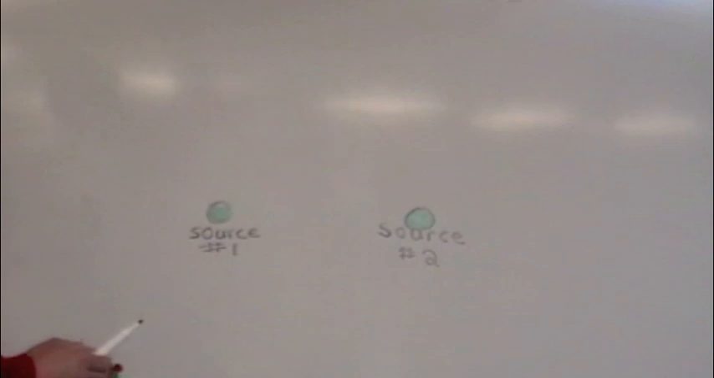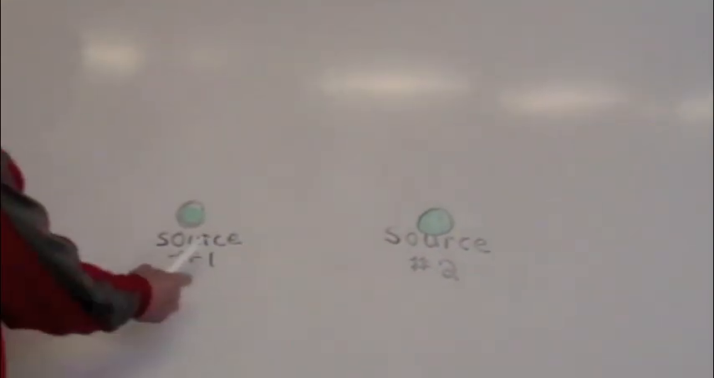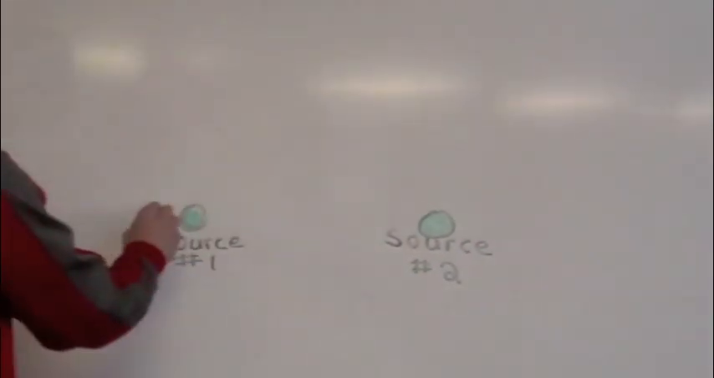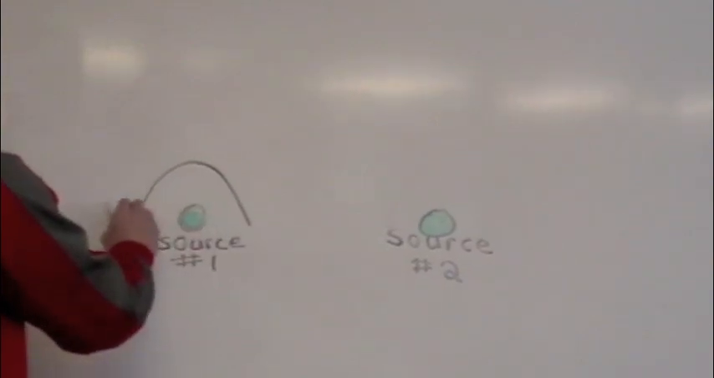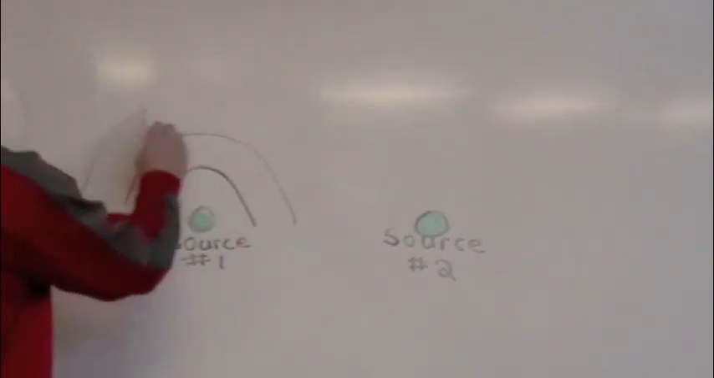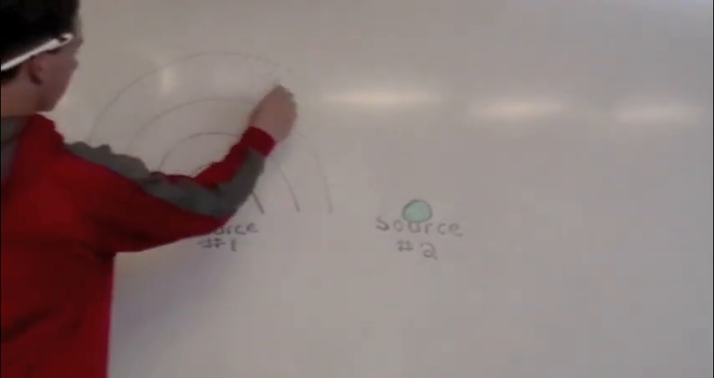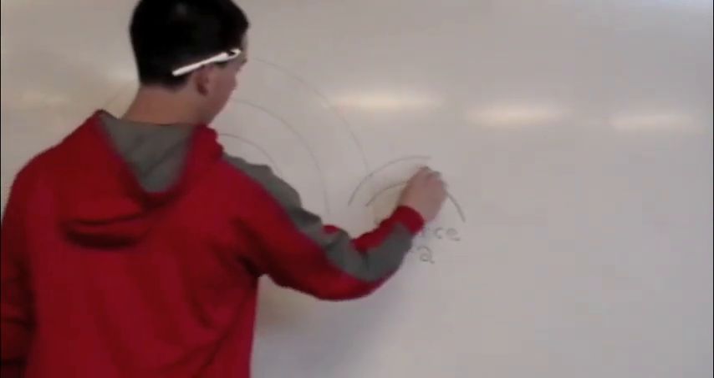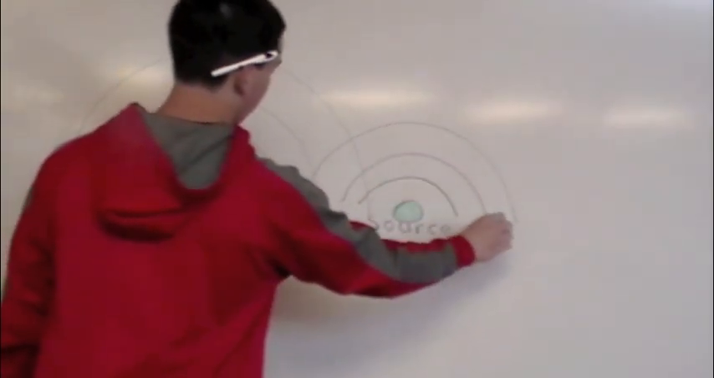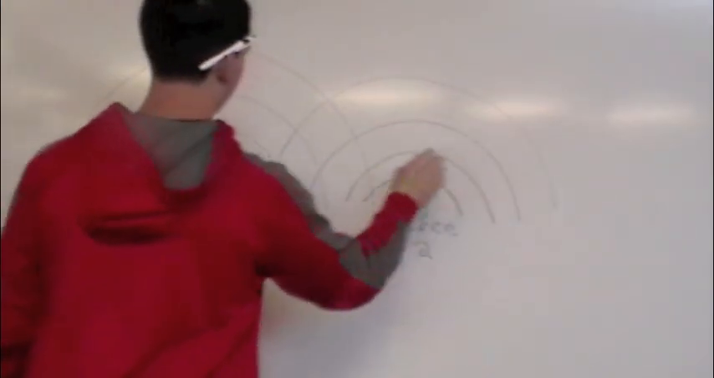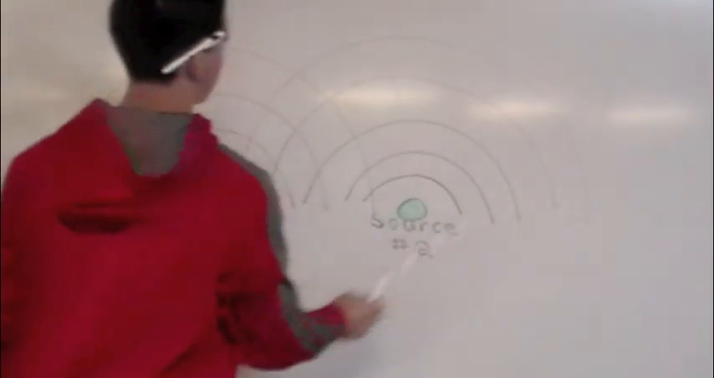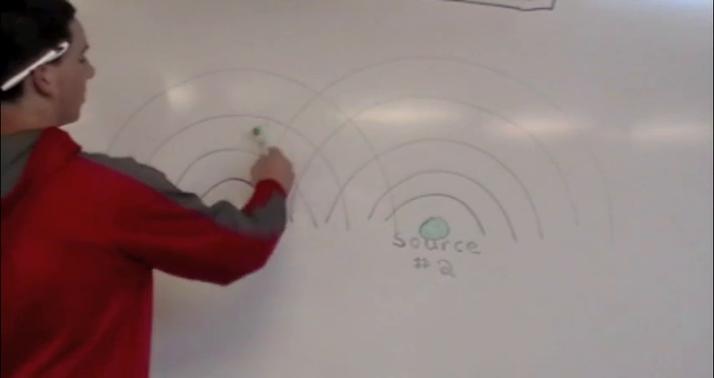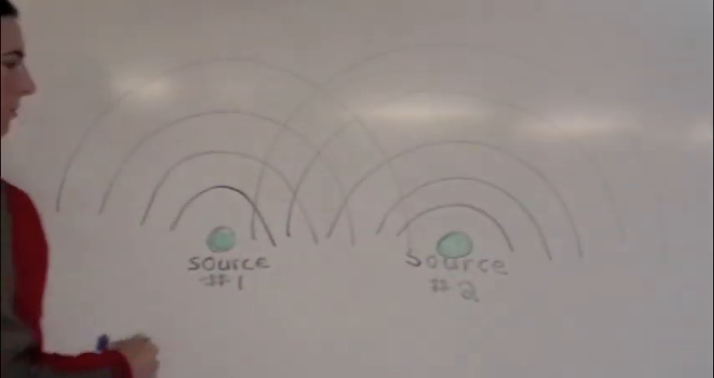To show interference, you have two wave sources, source 1 and source 2. They both shoot waves out, creating a ripple effect. The waves get bigger as they get farther away, growing. As the two waves interfere, they create an interference pattern in between. This is the interference pattern the waves create as they combine.